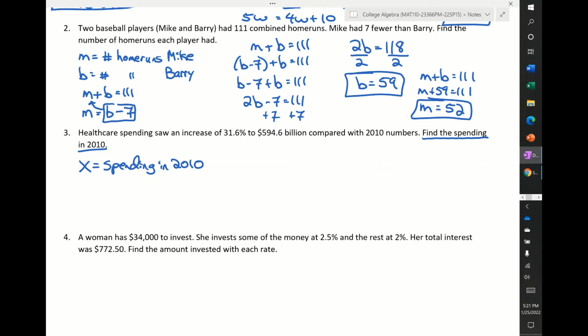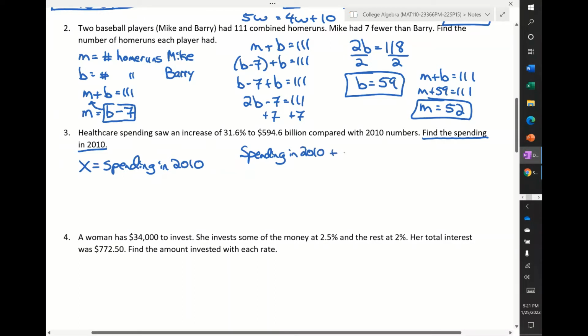And it says that it increased by 31.6%. So this is where we have to kind of think this through. The amount of spending in 2010 plus the spending in 2021. It doesn't tell you what year it is. Let's assume it's last year. The spending in 2010 plus the spending in 2021 is equal to $594.6 billion.